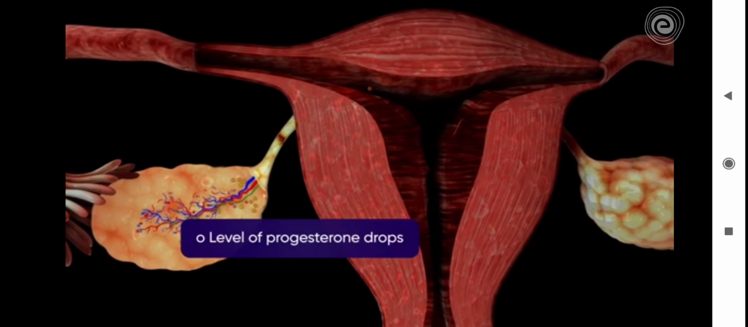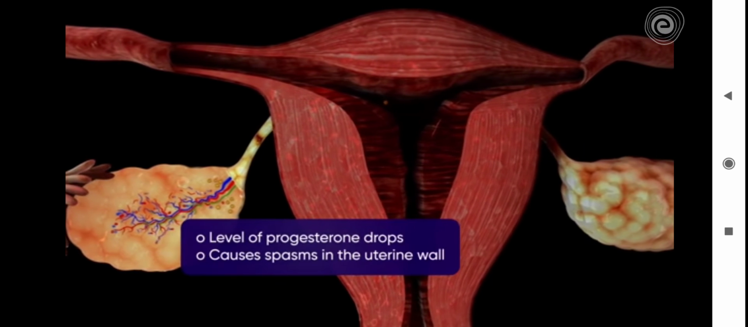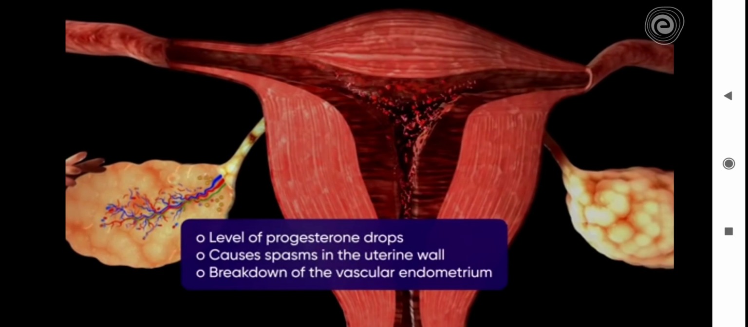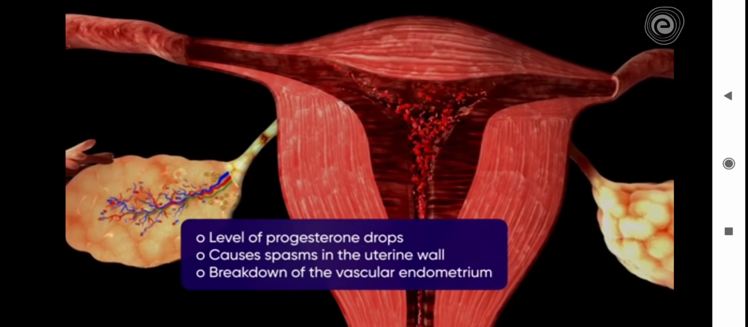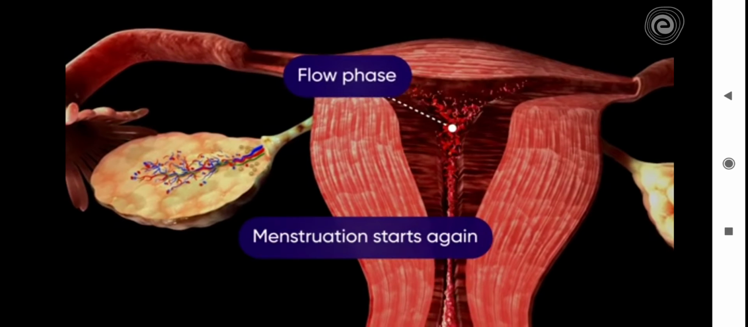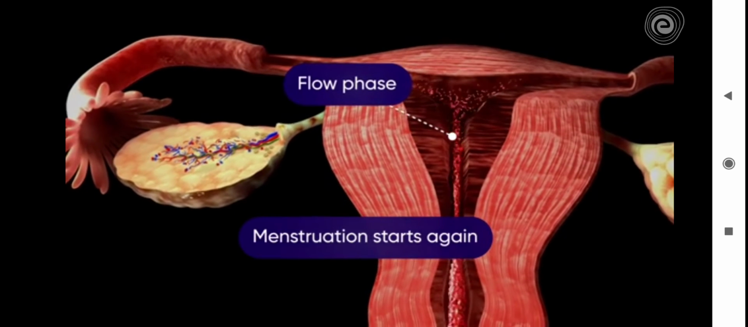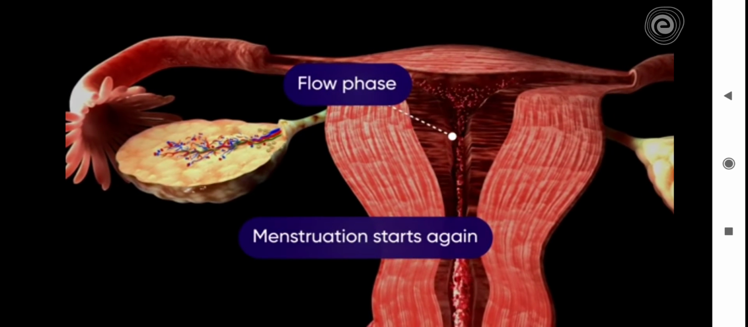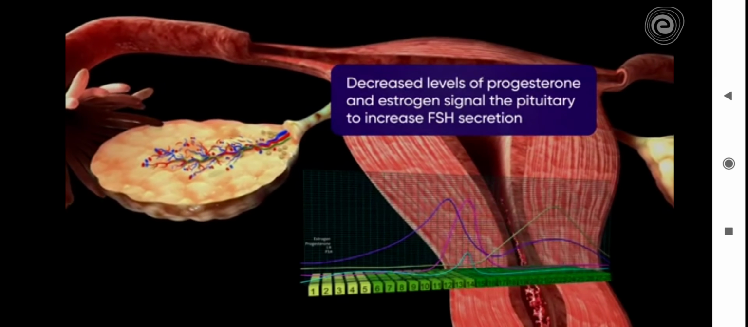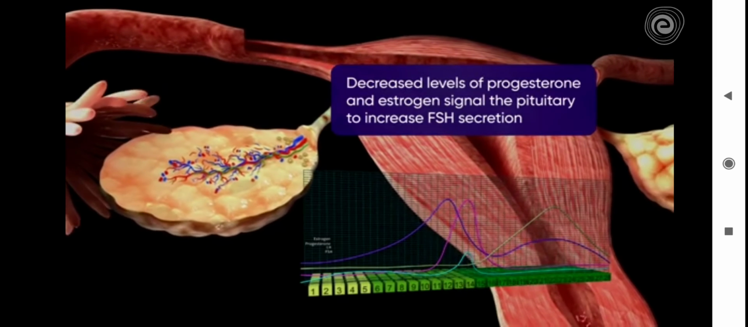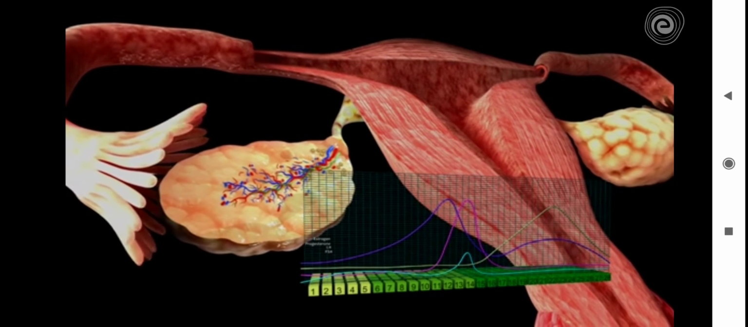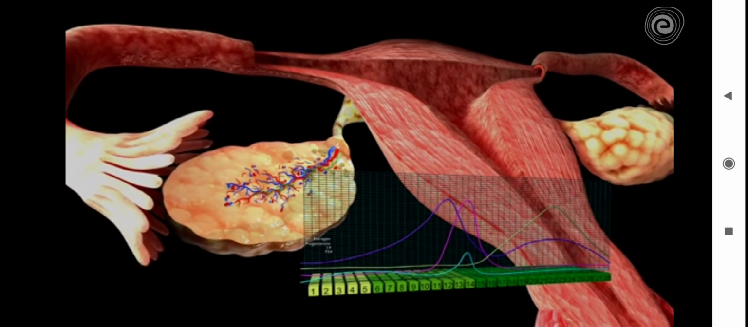As the level of progesterone drops, it causes spasms in the uterine wall. This leads to the breakdown of the vascular endometrium. Menstruation starts again and the flow phase of the cycle begins, leading to the continuation of the menstrual cycle. Decreased levels of progesterone and estrogen signal the pituitary to increase FSH secretion, initiating the development of another follicle, and the menstrual cycle repeats itself.